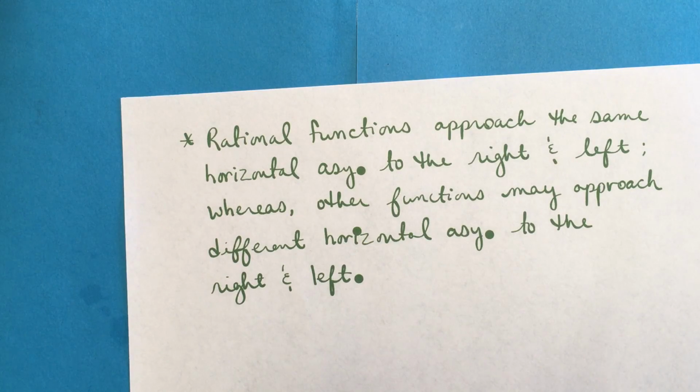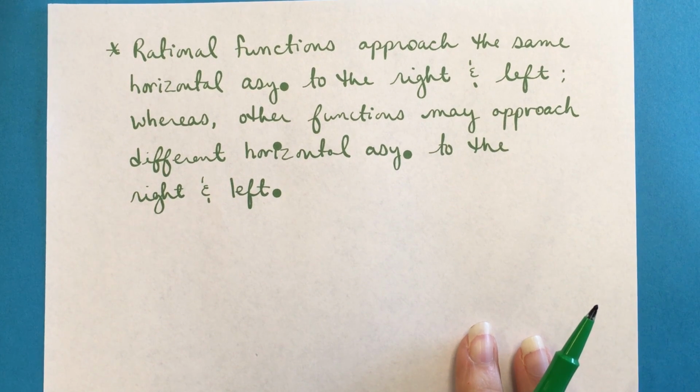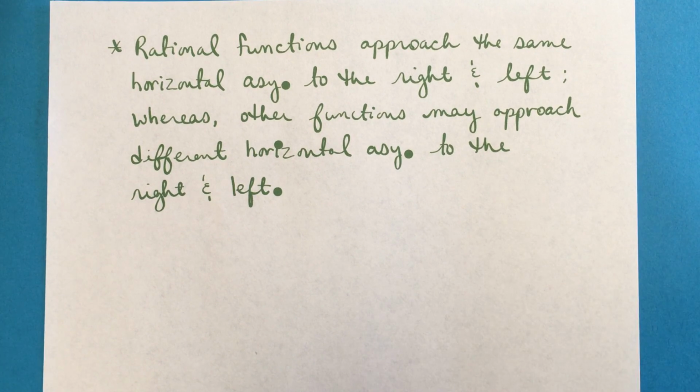Okay, now, relating this to horizontal asymptotes real quick, of course, we just finished looking at those rational functions. And as it states, rational functions approach the same horizontal asymptote to the right and to the left, whereas other functions may approach a different horizontal asymptote to the right and to the left.